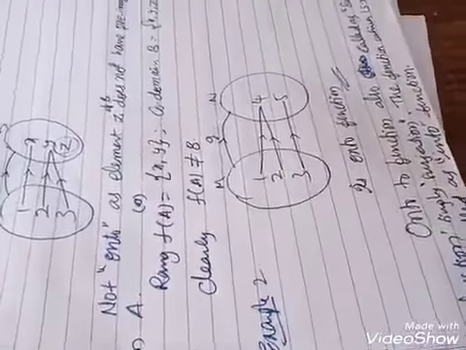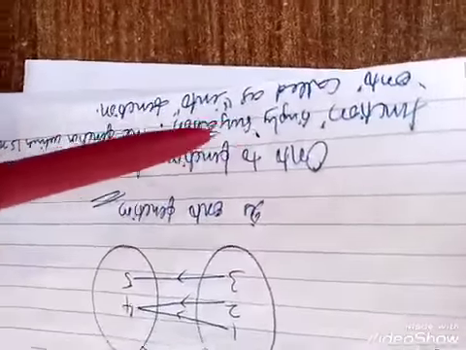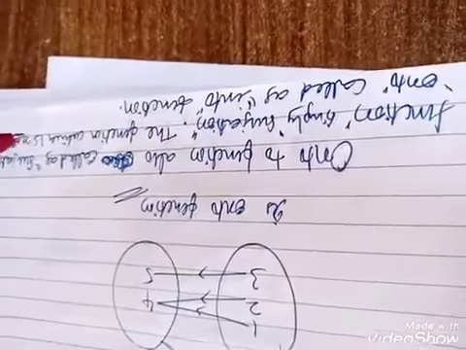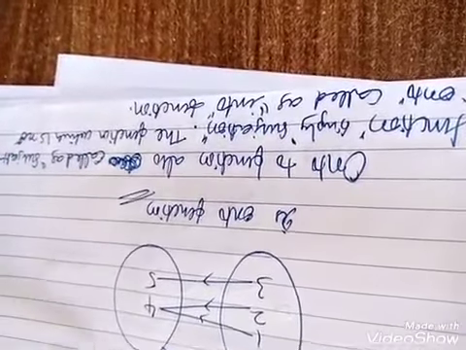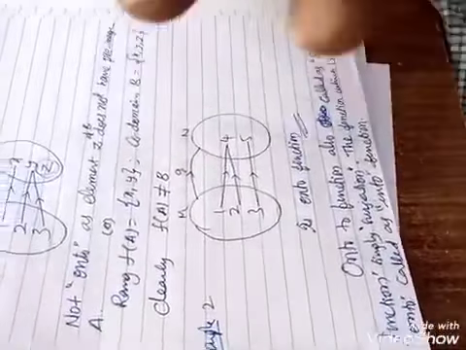Onto function is also called a surjective function, or simply surjection. And if it is not a surjective function or onto function, it is said to be an into function.